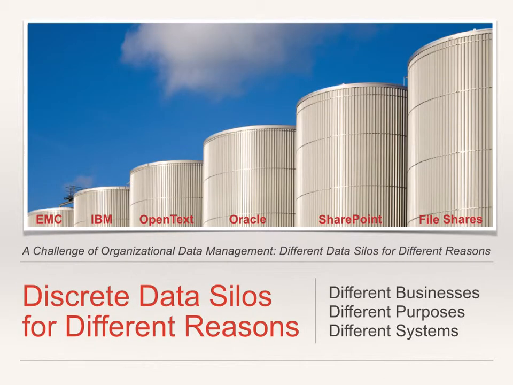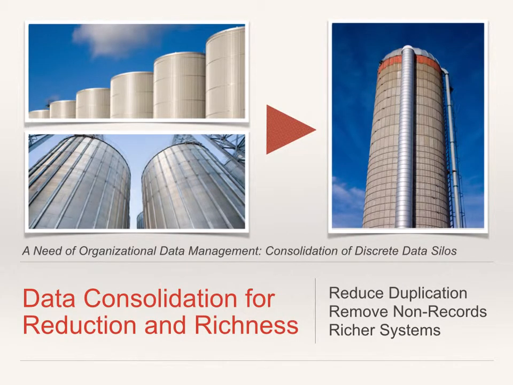Even within the general types of paper and electronic documents, there can be many discrete silos maintained by different business units for different purposes. Whatever an organization's exact configuration, the goal is typically to consolidate all the silos, reducing duplication, removing non-records, and moving to smaller, richer, easier to manage systems.